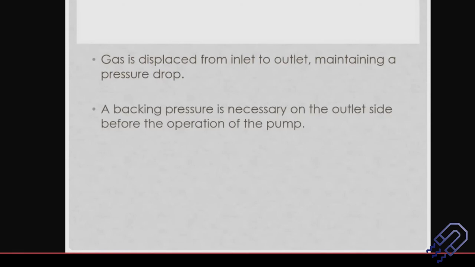So after that, the gas is displaced from the inlet to the outlet, maintaining a pressure drop. Inside the chamber, the pressure continuously keeps on dropping. Vacuum means we have to drop the pressure. So it keeps on dropping as the lobes keep on moving. A backing pressure is necessary on the outlet side before the operation of the pump. That means whatever air is coming out should come out through the outlet efficiently. There should be a backing pump that will grab all the gas that is coming out of it.